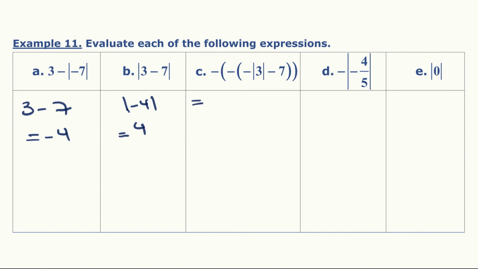Now in here, remember, we're going to work our way from the inside out. That's how you deal with nested groups of parentheses, right? Work your way from the inside out. So notice that's just going to be -3 minus 7. So we have negative of -3 minus 7, because the absolute value of 3 is just 3. So that becomes negative of -10.